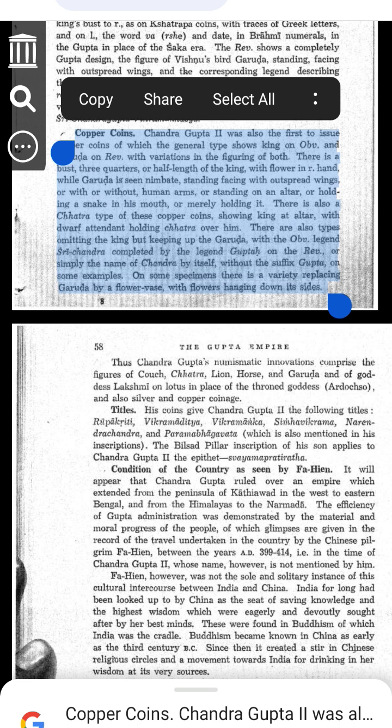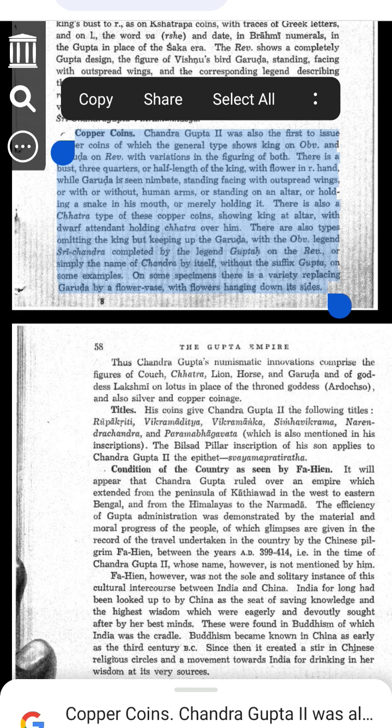B. Backside of the coin, reverse side. Garuda and other symbols. The backside of the coins showed Garuda, Vishnu's bird vehicle. Garuda was shown in many different ways, such as standing with outspread wings, with or without human arms, standing on an altar, a special platform, holding a snake in its mouth, or simply holding a snake.